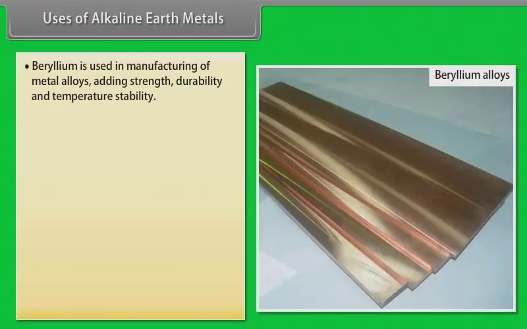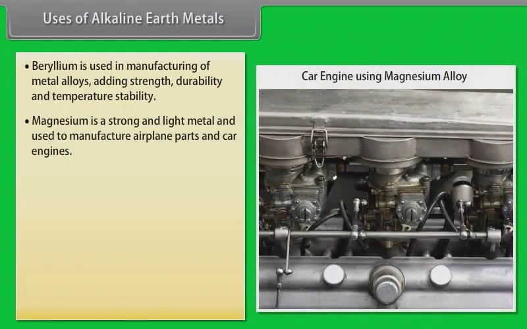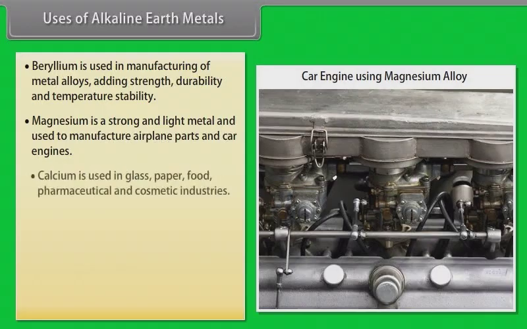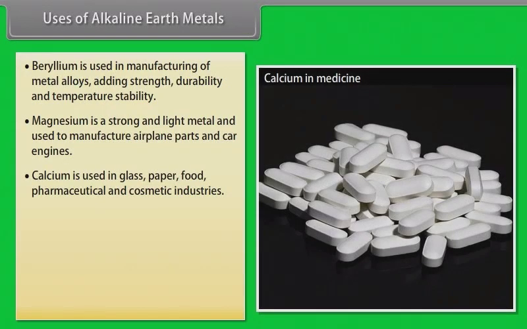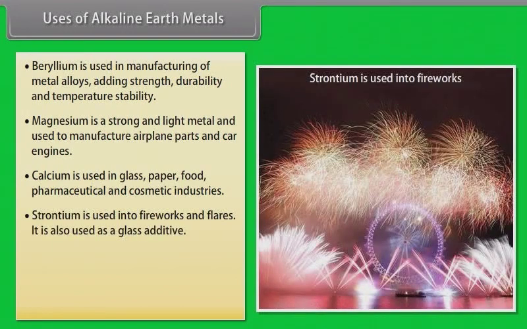Uses of alkaline earth metals. Beryllium is used in manufacturing of metal alloys, adding strength, durability, and temperature stability. Magnesium is a strong and light metal and is used to manufacture airplane parts and car engines. Calcium is used in glass, paper, food, pharmaceutical and cosmetic industries. Strontium is used in fireworks and flares. It is also used as a glass additive.